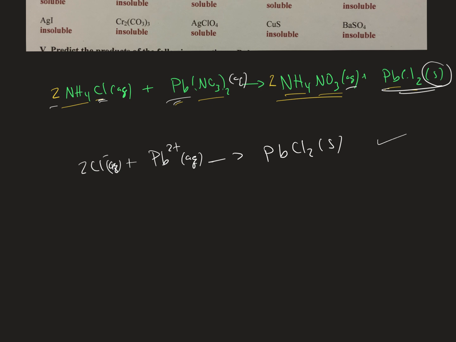You just showed the product, the lead 2 chloride. Yep, we don't need to show these guys. Why don't we show these? Because these are spectator ions. They do not participate in making this. Only the 2 Cl and the Pb participated to make a new product. What is the name of this? This is a net ionic equation.